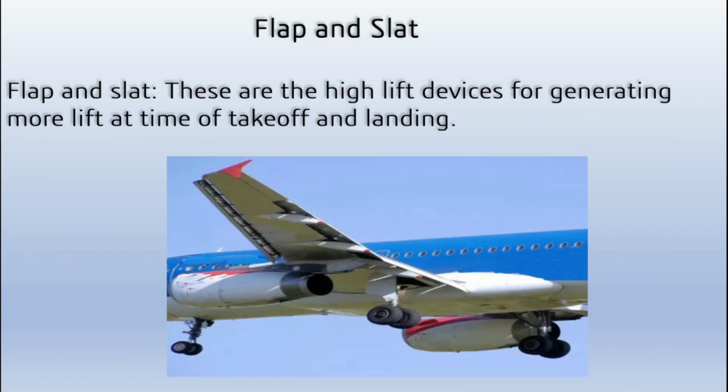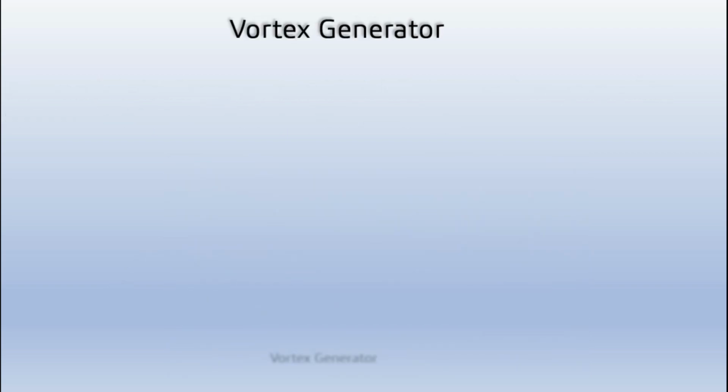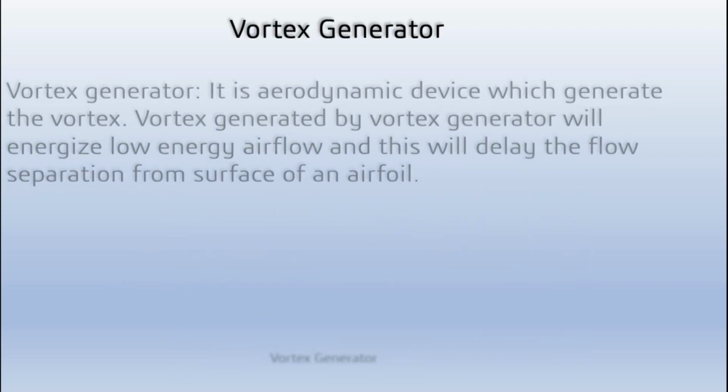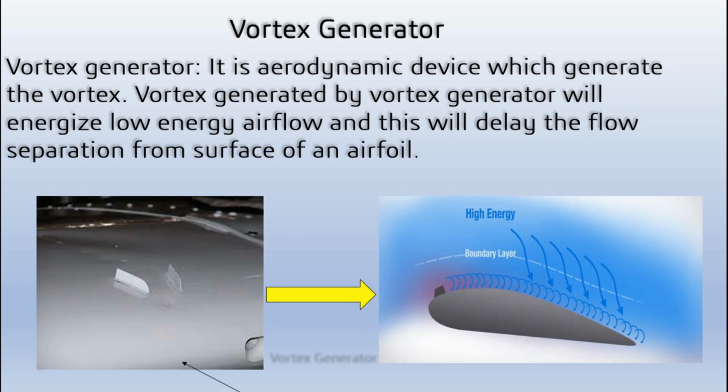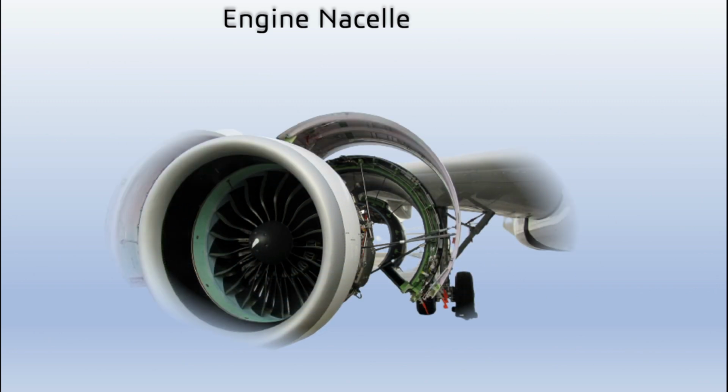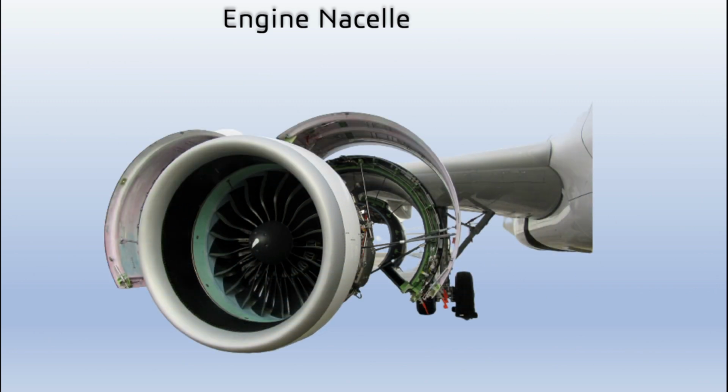Flap and slat. These are the high lift devices for generating more lift at the time of takeoff and landing. A vortex generator is an aerodynamic device which generates a vortex. The vortex generated by a vortex generator will energize the low energy airflow, and this will delay the flow separation from the surface of an aerofoil. Nacelle is basically a housing which houses the engine. Guys, we will use all these aerodynamic terms in our further discussion.